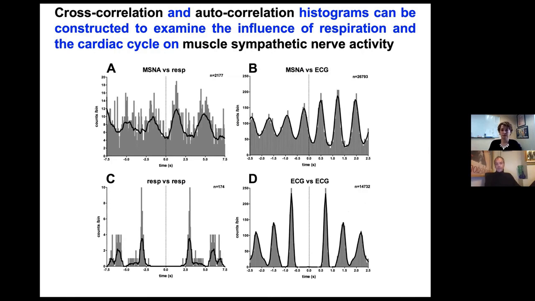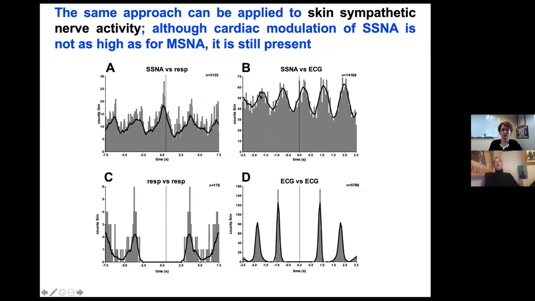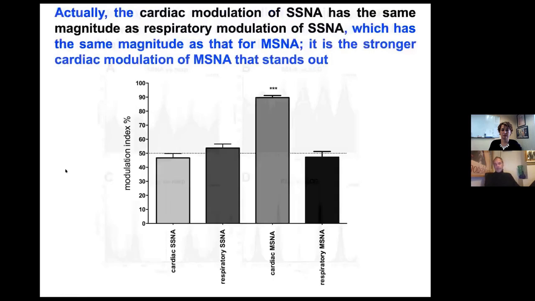We can use the same approach for skin sympathetic nerve activity. And although most people say there is no relationship between skin sympathetic nerve activity and blood pressure parameters, it still has cardiac rhythmicity, and this allows us to detect it. We know that it is also modulated by respiration. If we compare muscle and skin sympathetic nerve activity, the standout feature is that the cardiac modulation of muscle sympathetic nerve activity is much greater, through the strong coupling with the arterial baroreflex. The cardiac modulation of skin sympathetic nerve activity is of a similar magnitude to the respiratory modulation of skin sympathetic nerve activity and the respiratory modulation of muscle sympathetic nerve activity. So again, we can quantify these.